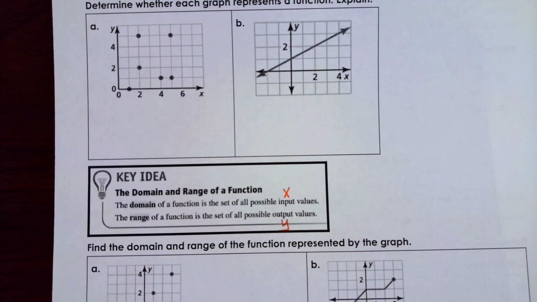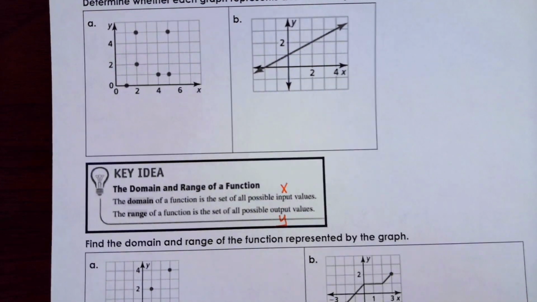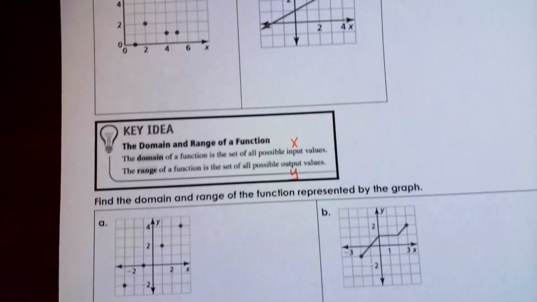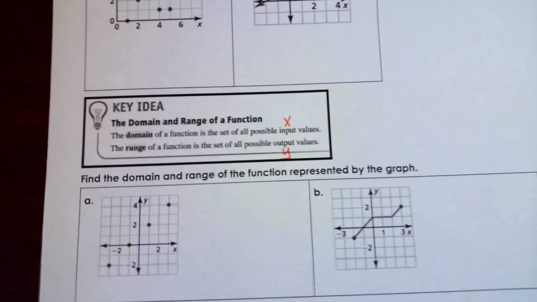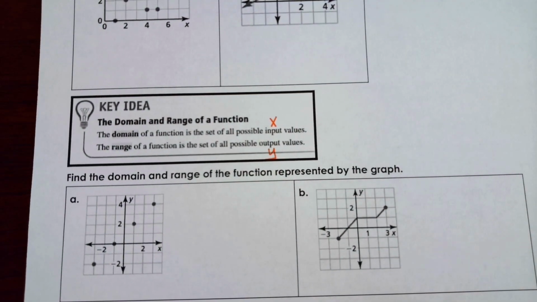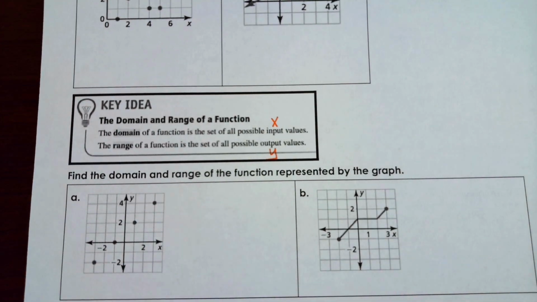So we're going to be looking at a few relations or functions, and we're going to be writing down the domain and range of each. Actually, we're going to do three examples in this video. And the first one is going to be A here.